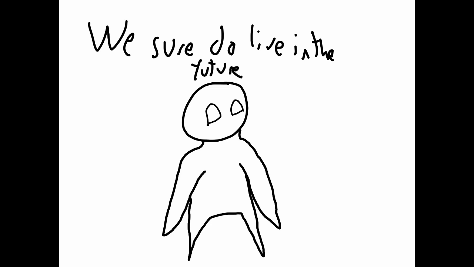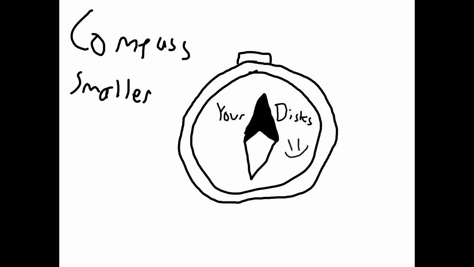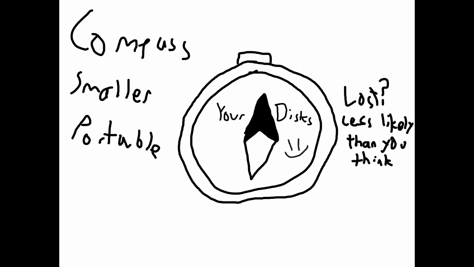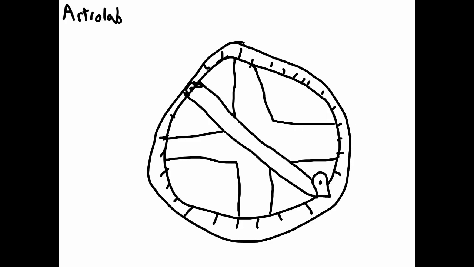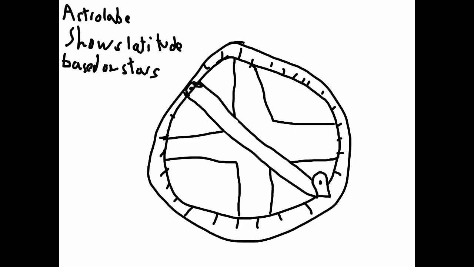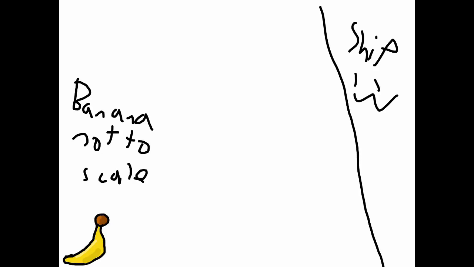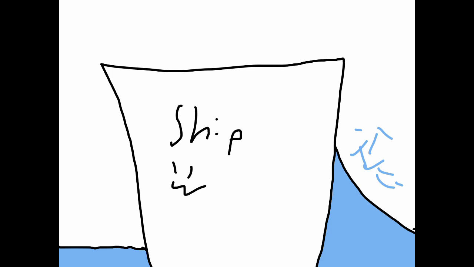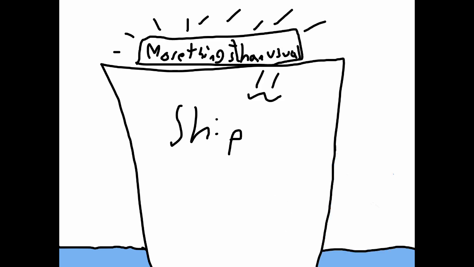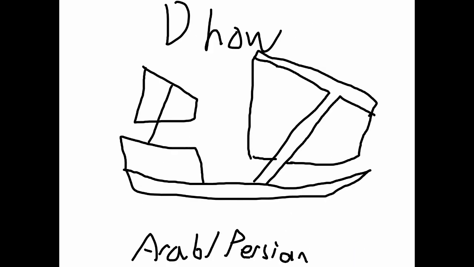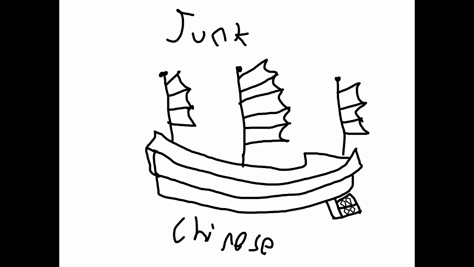Naval technologies had gotten improvements and new innovations in order to help sailors. The compass had become smaller and more portable, so it was less likely to get lost. The astrolabe, which shows your latitude, was improved upon by the Arabs. Larger ship designs had also been created, and they were stabler, so safer, and could also hold more cargo. The Arabs/Persians made dhows, and the Chinese made junks.